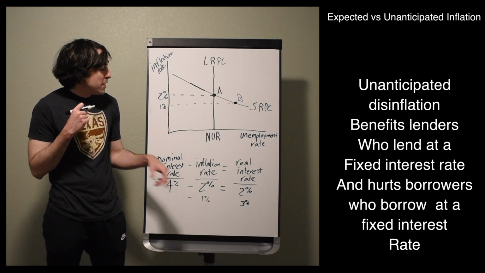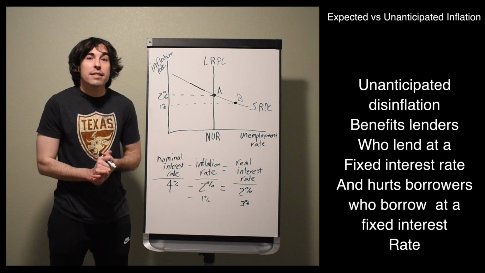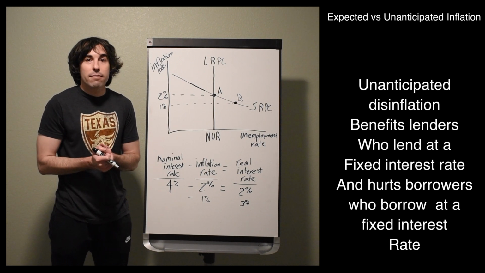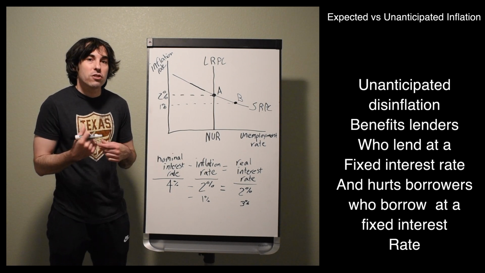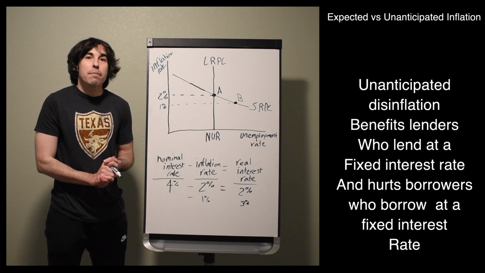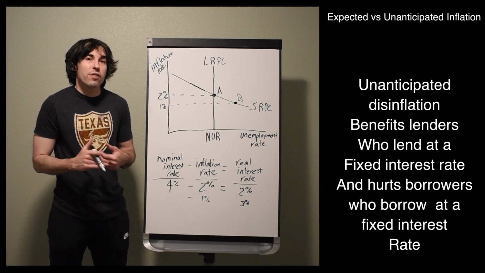This is going to be bad for me because now the money that I'm paying back to the bank is worth more than I anticipated, so it's hurting me more to give back money that could buy me so much more goods and services than I expected. And for the bank, they're going to be better off. They're going to be getting paid back with a dollar that is worth more than they anticipated.